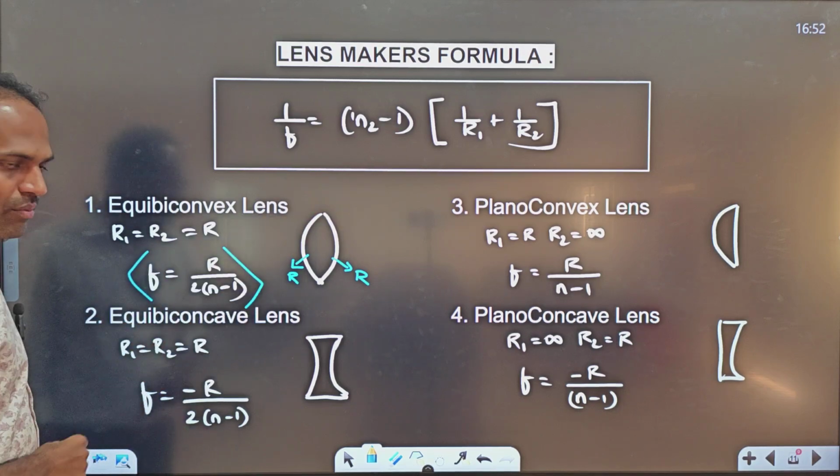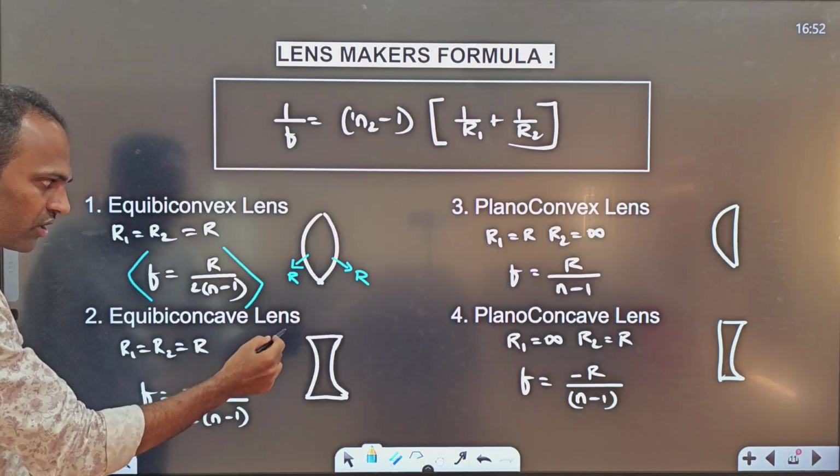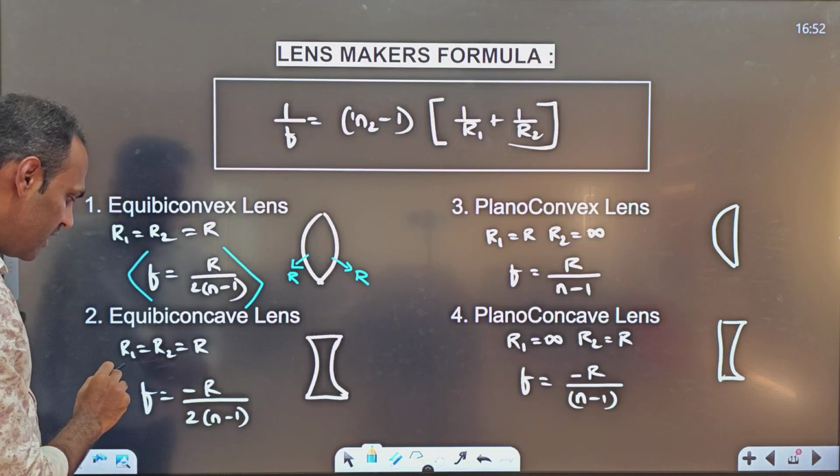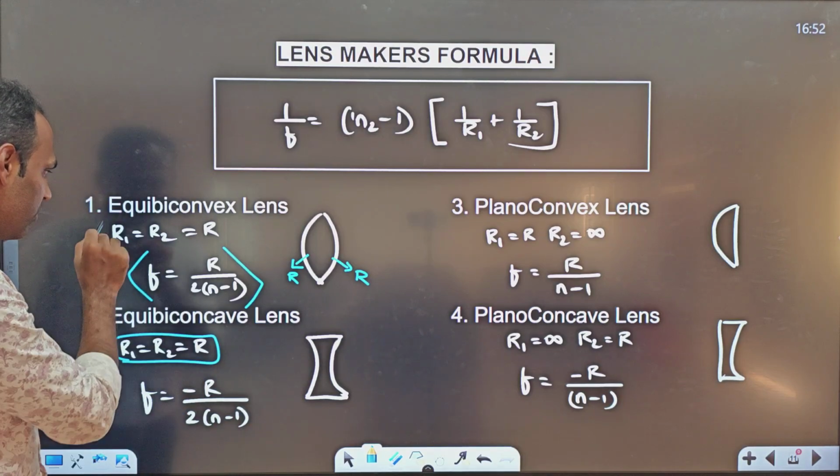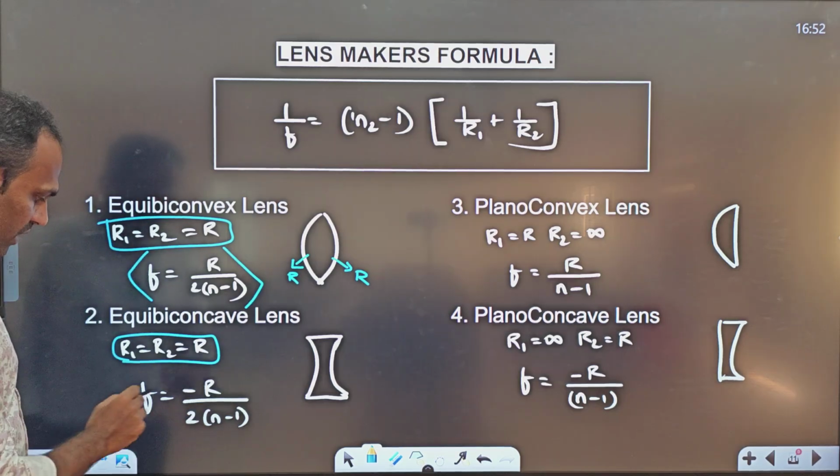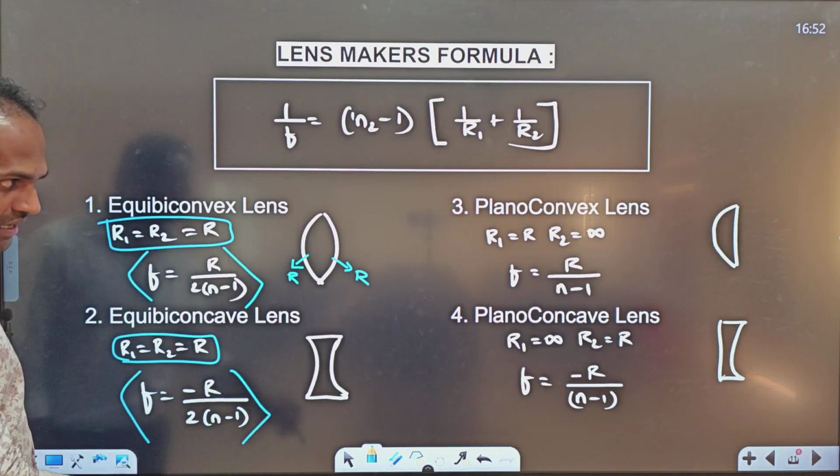F is equal to r divided by 2n minus 1. Similarly, for an equibiconcave lens, the radii of curvature are the same, r1 and r2 will be equal. Here also r1 and r2 were equal. So here the focal length is minus r divided by 2 into the bracket n minus 1.